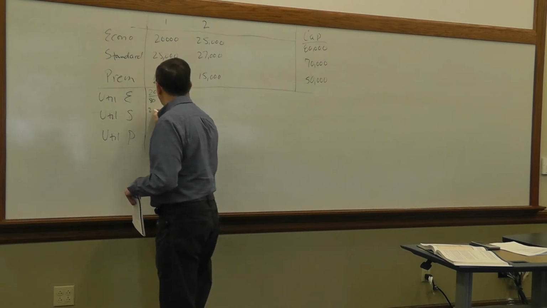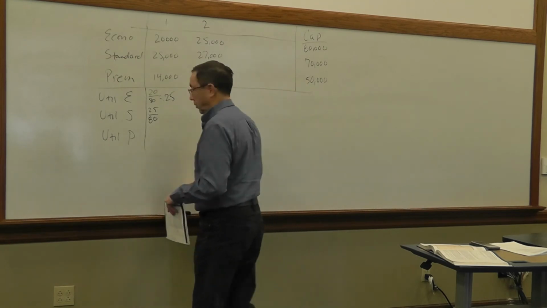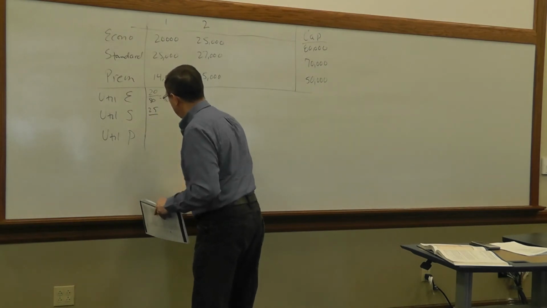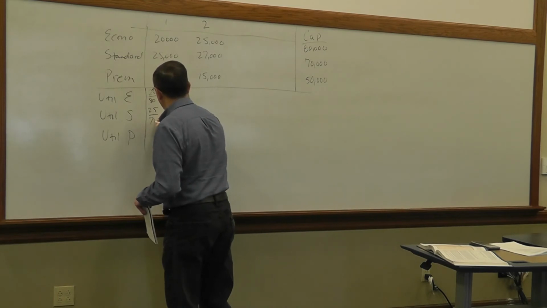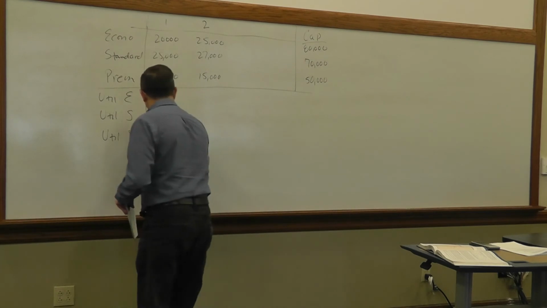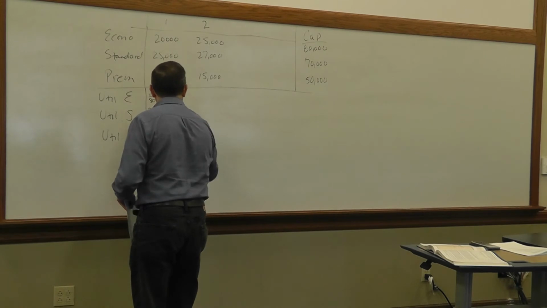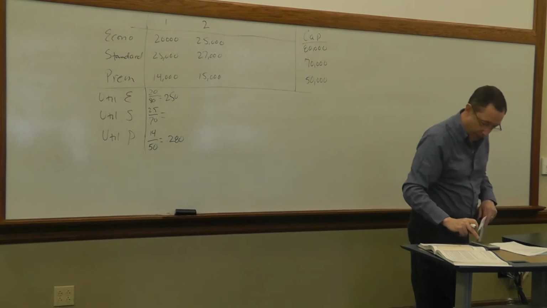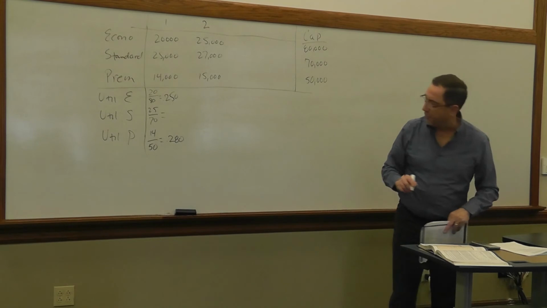For the standard, 25 over 80. I'm just dropping the zeros. You should be screaming at me if you're watching this. Not 80. 70,000 is the capacity for the standards. And at the bottom, we would do 14 divided by 50. I know the 14 over 50 is 0.280. 25 over 70, I'm going to need my calculator for that. 0.357.